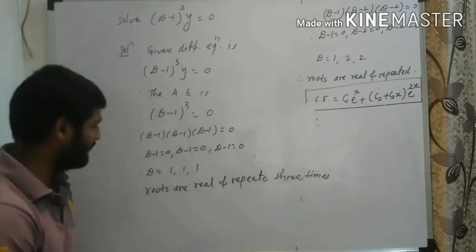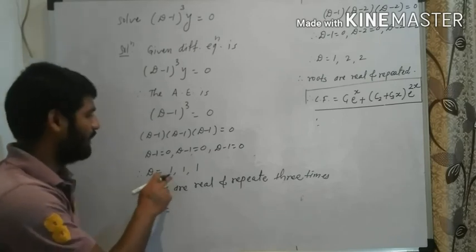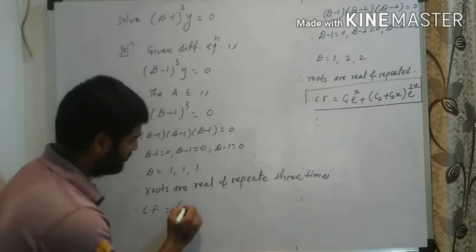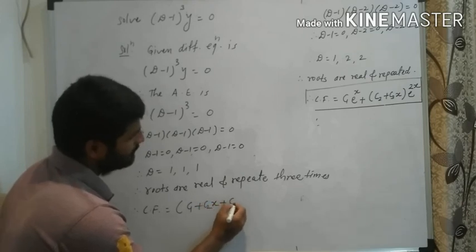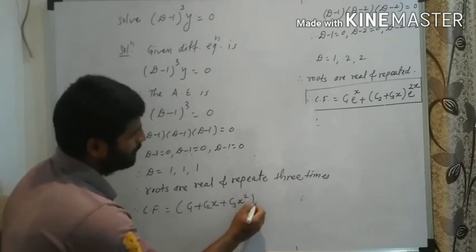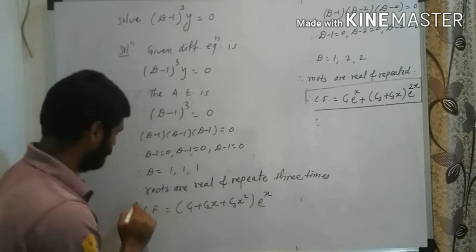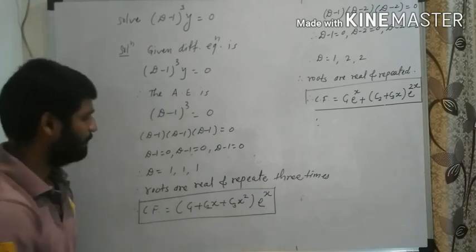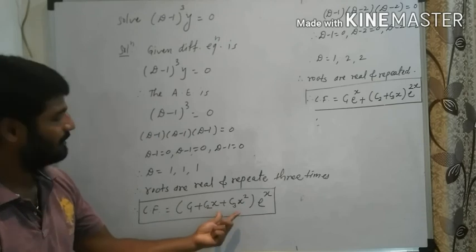So by using the second case, the complementary function is equal to, as 1 is repeated 3 times, corresponding to that we have to take 3 constants. So c1 plus c2x plus c3x square into e raised to the repeated root, that is 1, into x. So this is your required complementary function. If roots are repeated 3 times, then we have to write the complementary function like that.